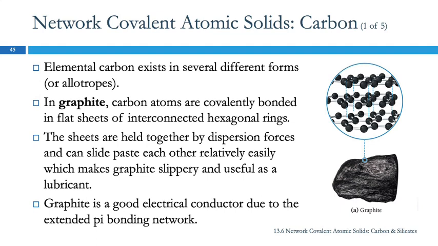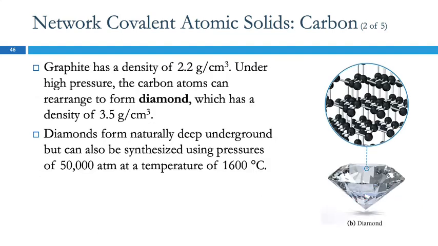Graphite's a good electrical conductor because there is an extended pi bonding network above and below these sheets. And that's kind of going back to the valence bond theory that we talked about in molecular orbitals. So graphite has a density of 2.2 grams per cubic centimeter. If you take the graphite and you put extreme amounts of pressure on it, like 50,000 atmospheres, and you heat it up pretty high too, you can cause those carbon atoms to rearrange and form a more dense substance that we know as a diamond.